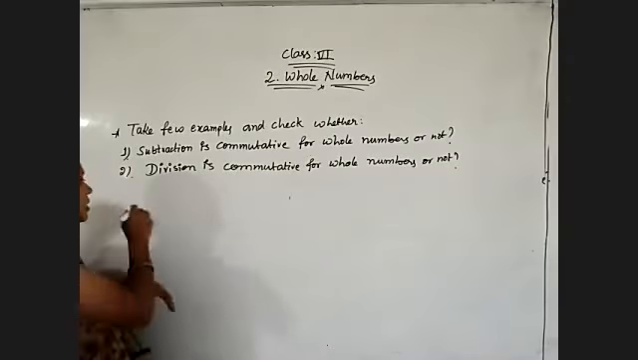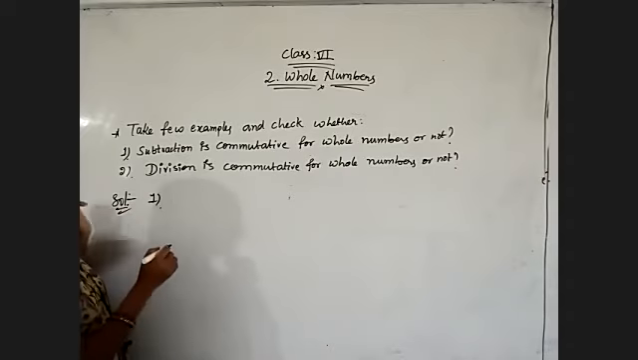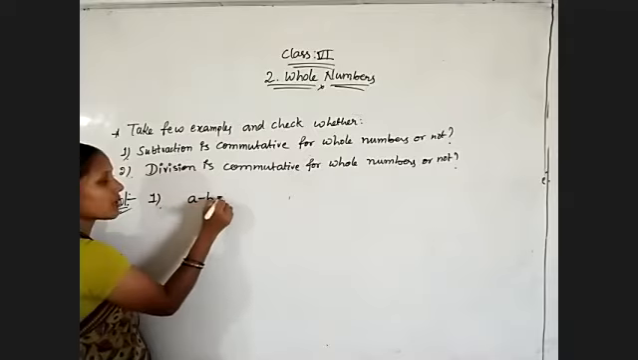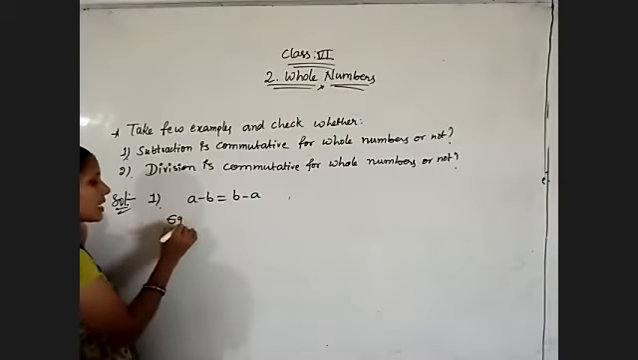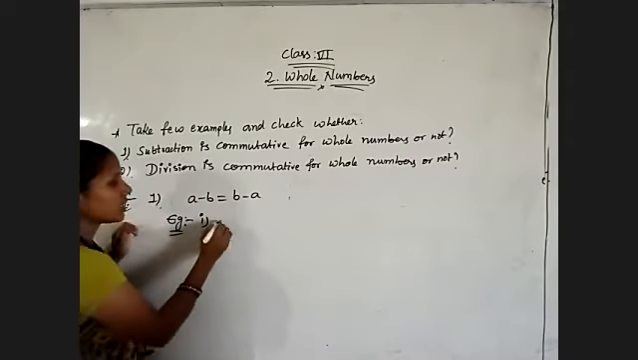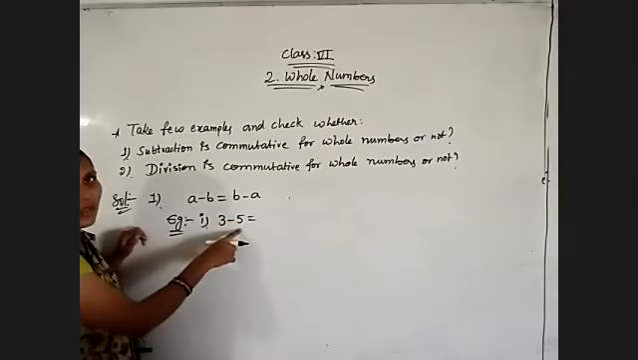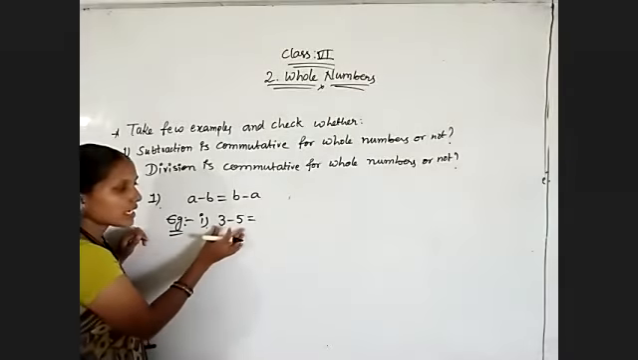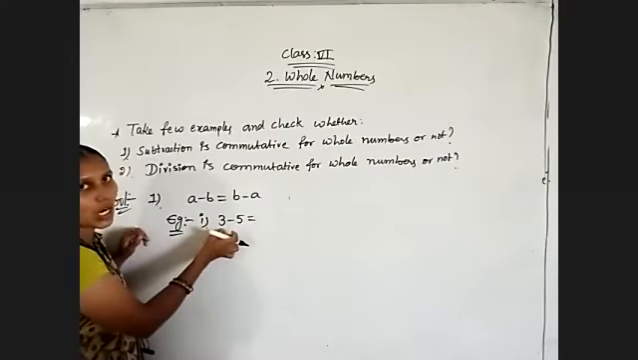For the first question, subtraction is commutative for whole numbers or not. So subtraction, that means a minus b must be equal to b minus a according to the commutative property. My first example is 3 minus 5. The a value I have taken is 3 and the b value is 5. Which number is bigger here? 5. So 5 minus 3 we have to do, not 3 minus 5.